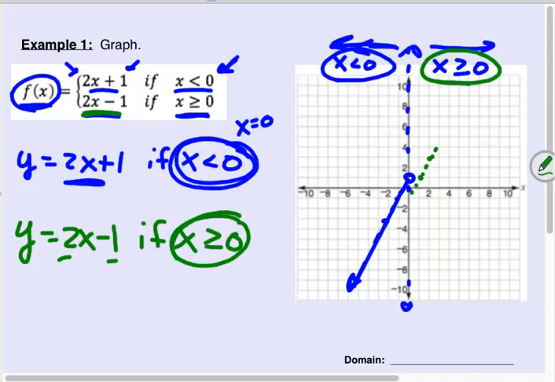Now, here it's greater than or equal to 0, so 0 is actually part of your graph. So I'm going to circle that and color it in and go up and to the right. So those are our two different graphs. That's our piecewise function.